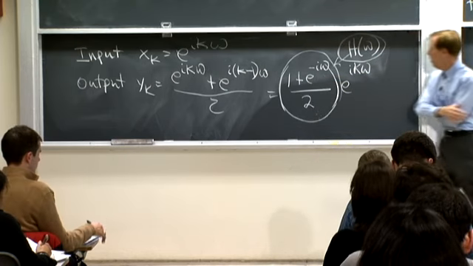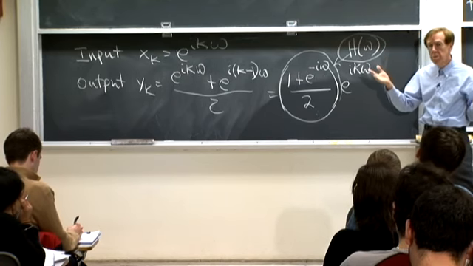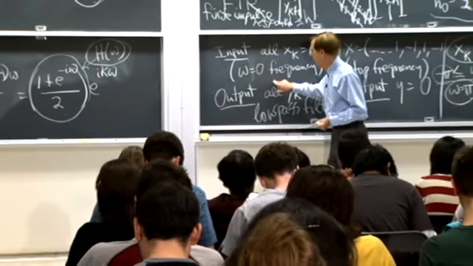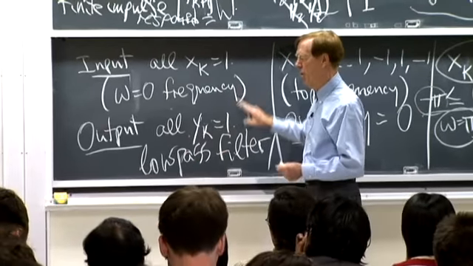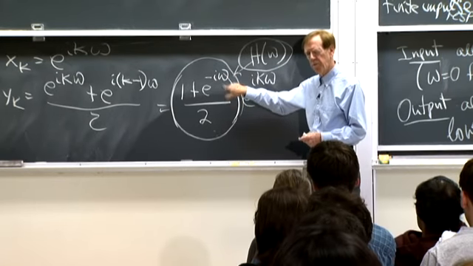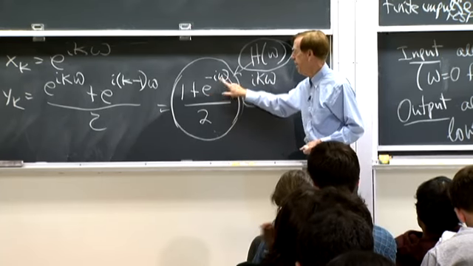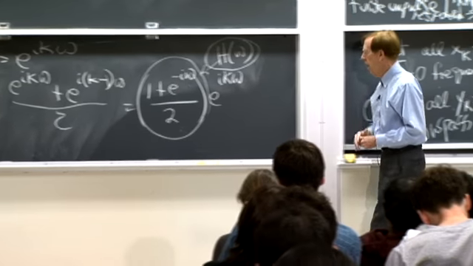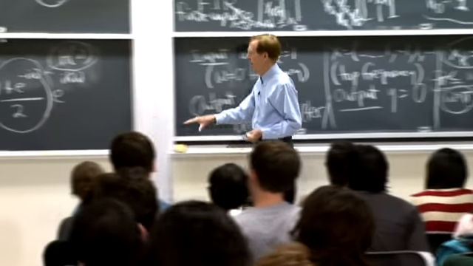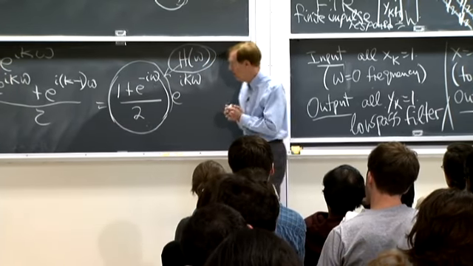What is this factor if omega is 0? Then H at omega equals 0 is 1. That's telling me again that at 0 frequency, the output is the same as the input. This is multiplied by 1. And at omega equal to pi, what is this frequency response? 0, right? At omega equal pi, this is minus 1, so I get 0. And now it's also telling me what the response factor is for the frequencies in between.